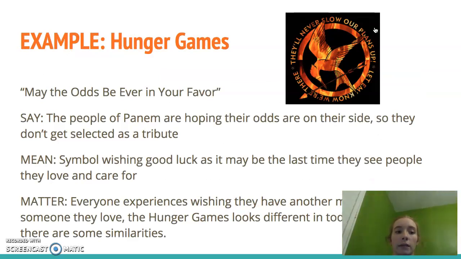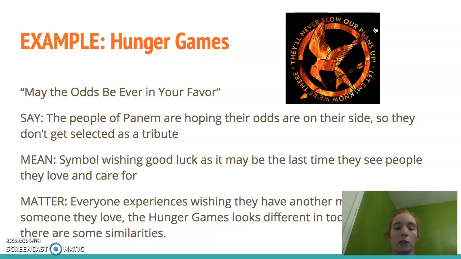In The Hunger Games, I took out the quote, "May the odds be ever in your favor." This quote is very popular in the text, very well known, very important. And so we know that what it's saying is that the people in Panem are hoping that their odds are going to be on their side and in their favor, so they don't get chosen and they don't go into the reaping. So that's exactly what the text is saying.